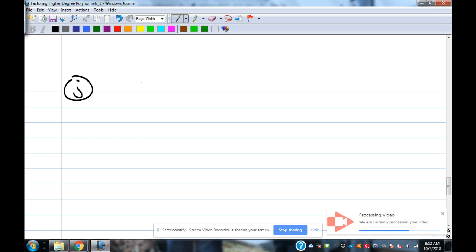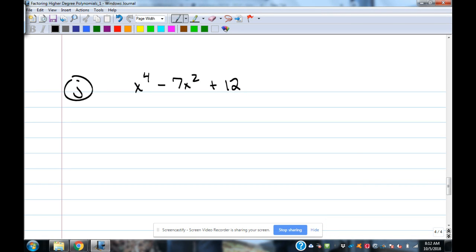Try this one. Let's say we had x to the 4th power minus 7x squared plus 12. Is it in descending order? GCF. Everybody's got an x? No, 12 doesn't. So we can't do that.